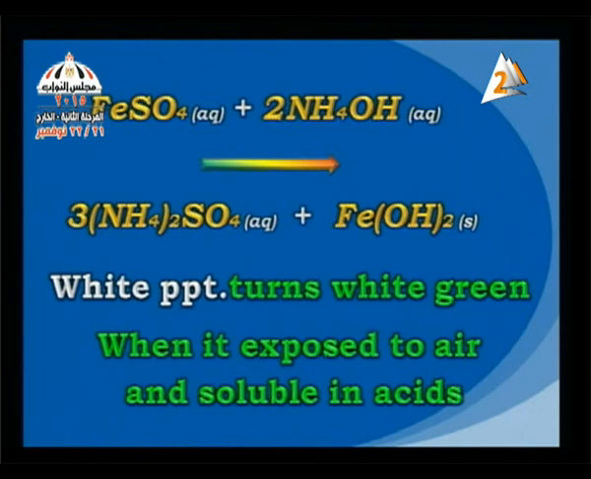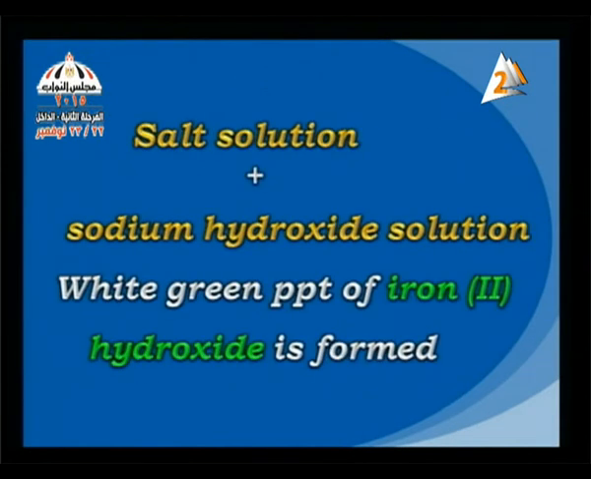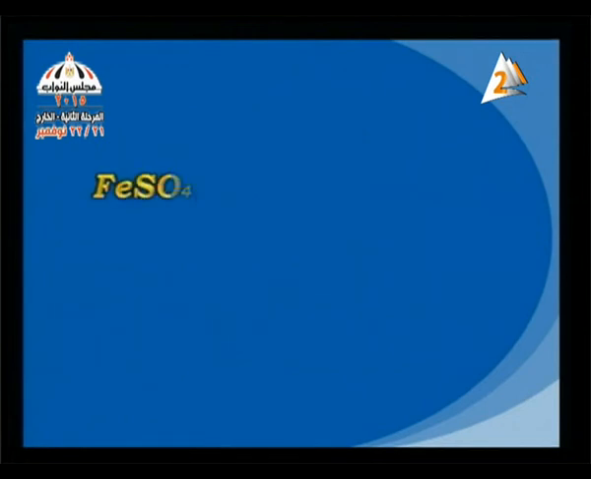Solubility is very important. Move to the other one when you say salt solution plus the sodium hydroxide. Salt solution of what? Of the iron 2 solution, and we have the sodium hydroxide solution. A white green precipitate forms from this reaction between them. Don't forget the white green here means iron 2 hydroxide. Now you must know this iron 2 is formed and start to make a reaction. What about writing this equation?